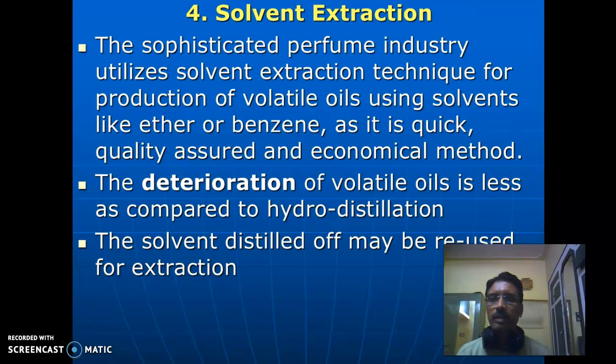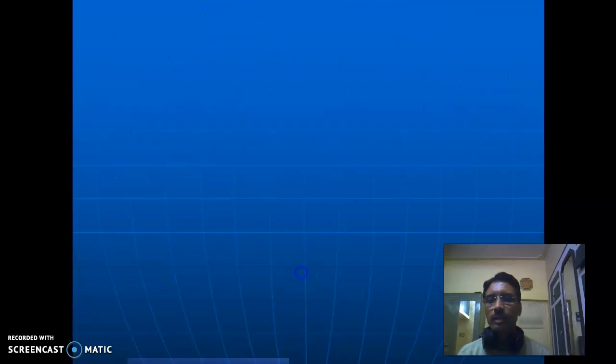The last one is solvent extraction. In this, solvents such as benzene, alcohol, ether or other solvents are used. The sophisticated perfume industries utilize solvent extraction techniques for the production of volatile oil because the volatile oil obtained by this method does not deteriorate when stored for a long period of time, as compared to hydro-distillation, because in hydro-distillation traces of water may remain, which cause deterioration of the volatile oil. The solvent distilled off may be reused for further extraction.